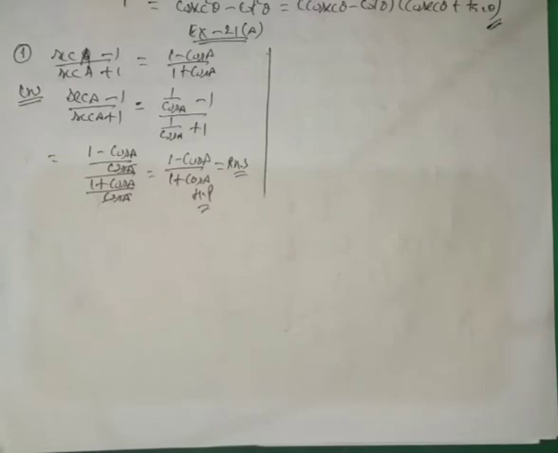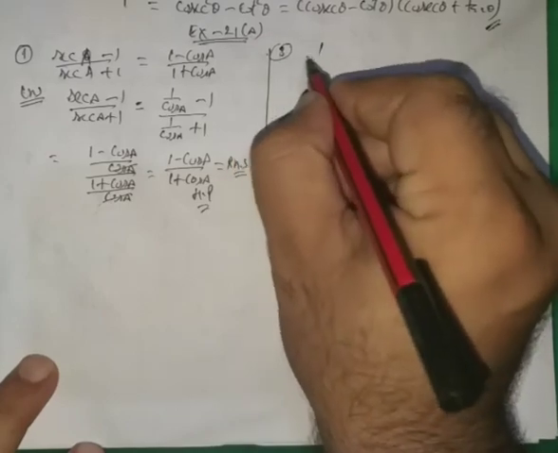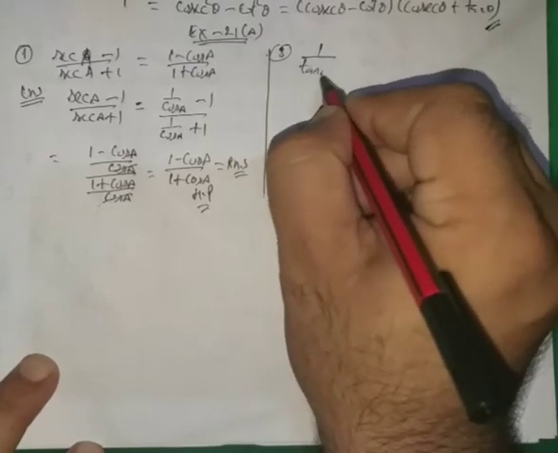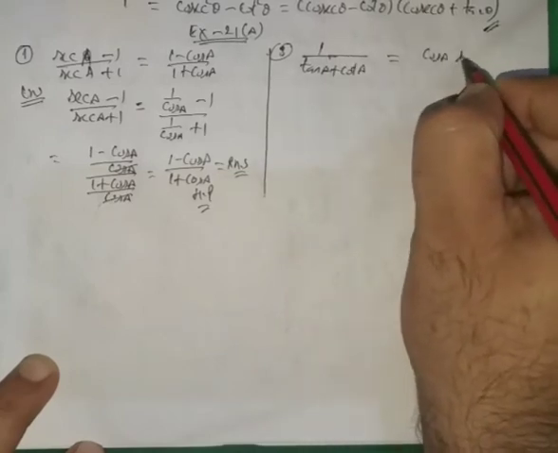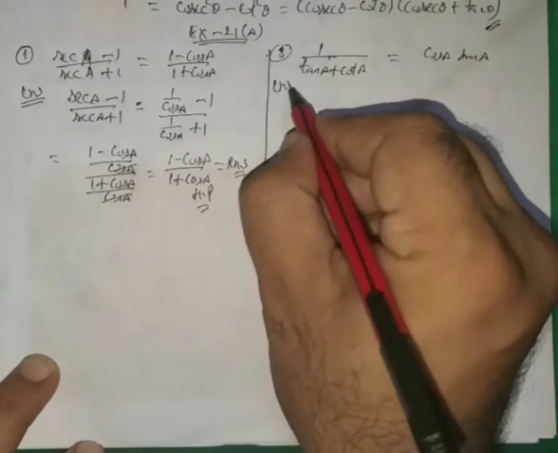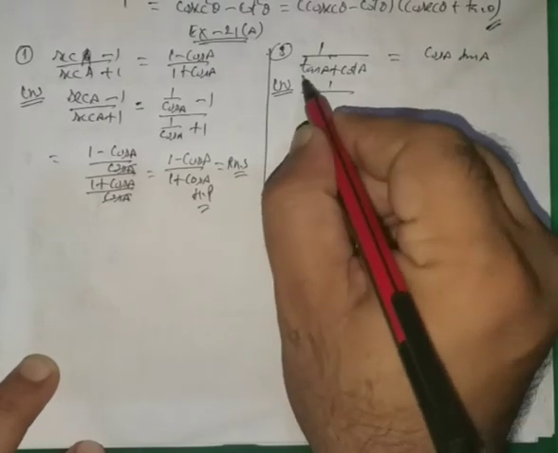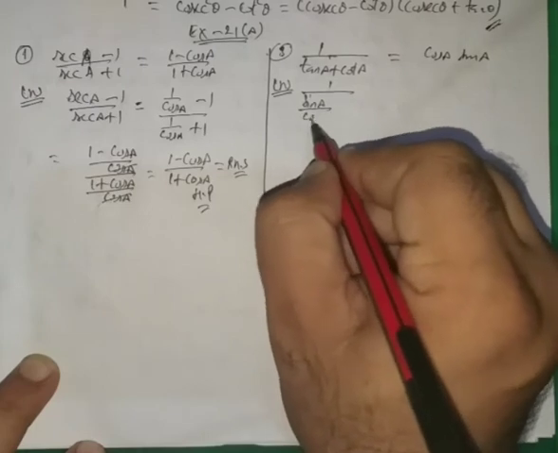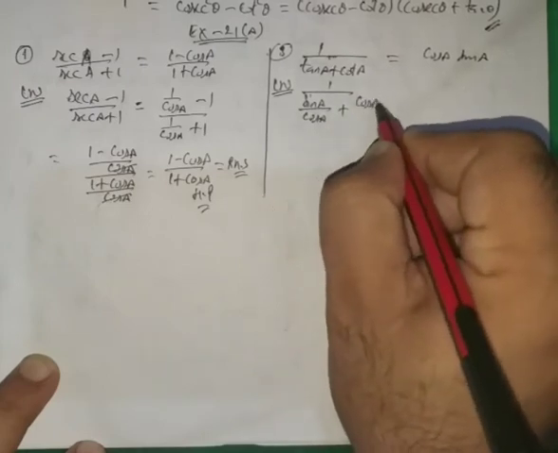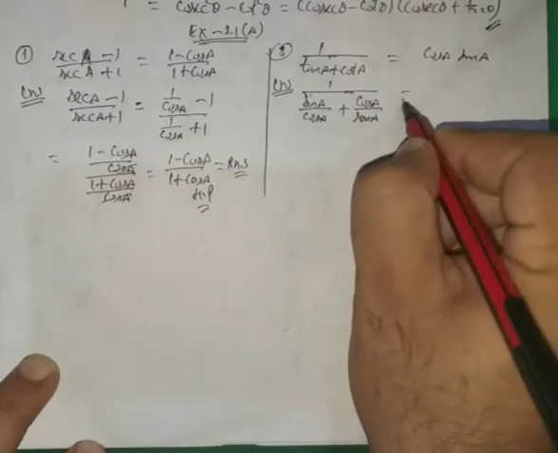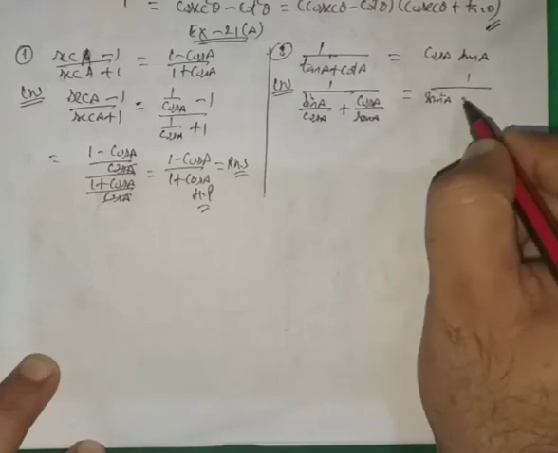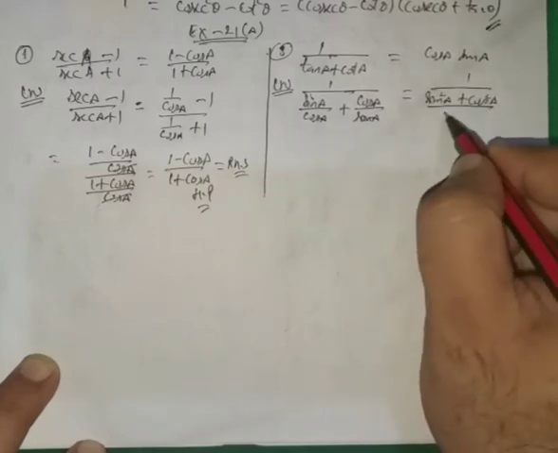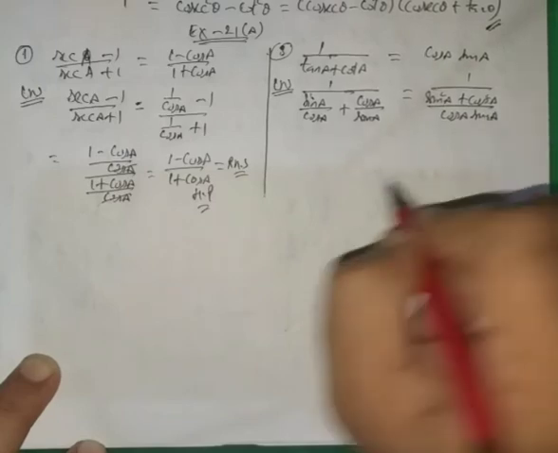Now I'm taking one more question, that is question number 3. The question is 1 over (tan A plus cot A) is equal to cos A multiplied by sin A. So once again I am starting with the left hand side, and here I am writing tan A is equal to sin A over cos A, and cot A is cos A over sin A. Now if I am taking the LCM here, this will become (sin square A plus cos square A) over (cos A sin A).